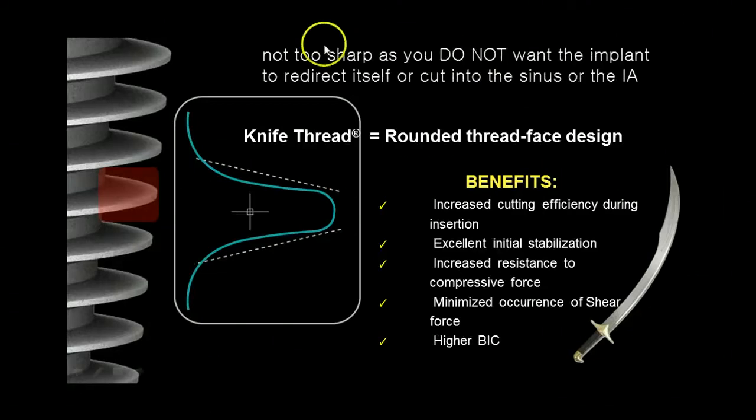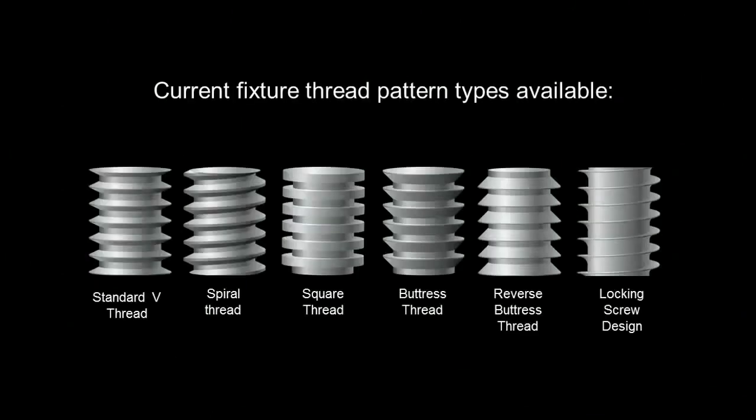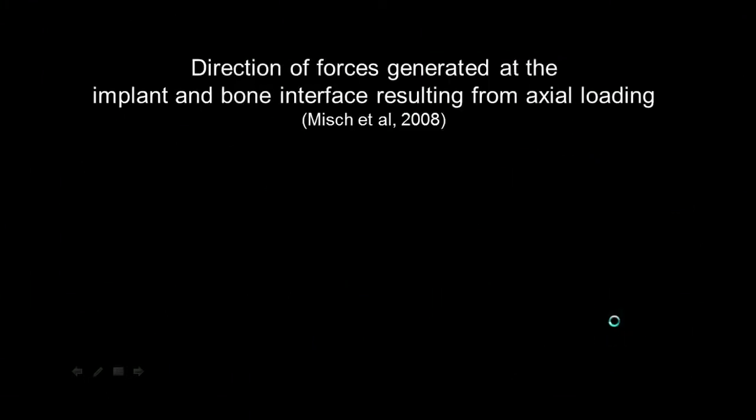Okay, and the one thing I want to make sure that we talk about though is these threads are not too sharp, as you do not want the implant to redirect itself or cut into the sinus, for instance, or the IA, which some systems have a tendency to do. Current fixture thread patterns available on the market: standard V threads, spiral thread, square thread, buttress thread, reverse buttress thread, and locking screw design.